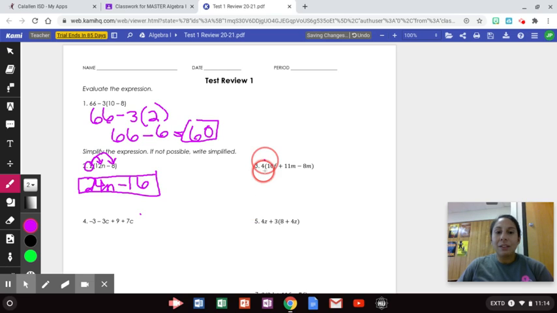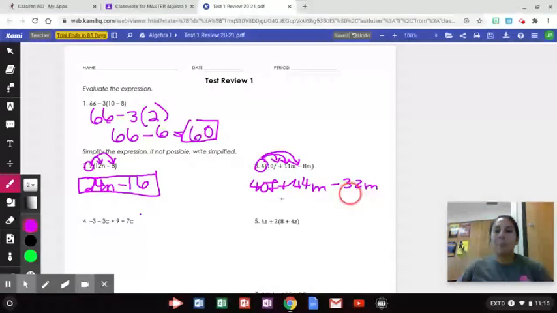Problem 3. On the outside of this one, we have a 4. So we're going to multiply the 4 inside the parentheses by each term, one by one. So the first one, 4 times 10f, that's 40f. Then we have 4 times 11m, which is 44m. And then we have minus 4 times 8m, which is 32m.